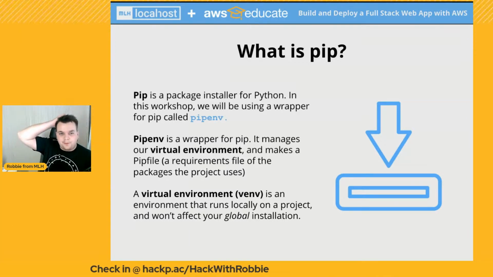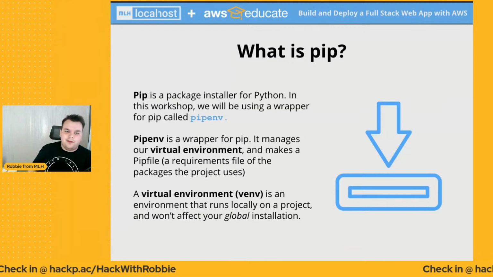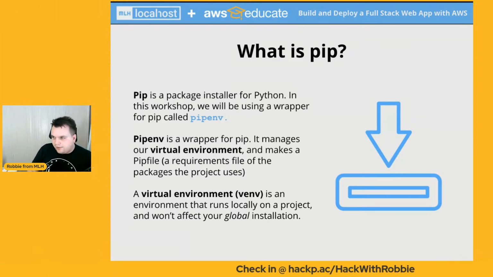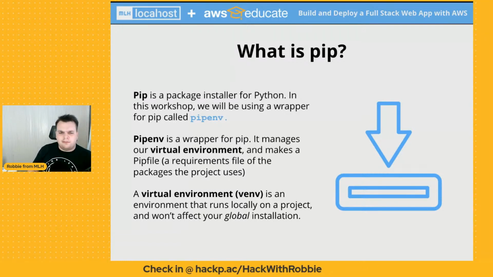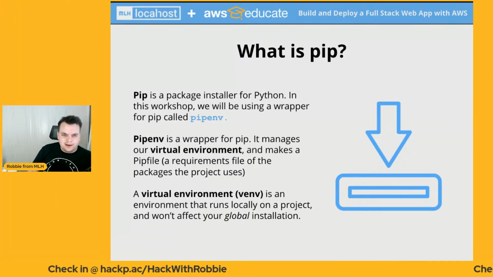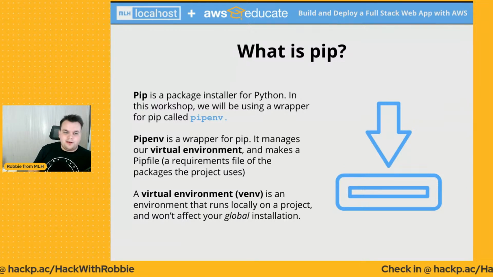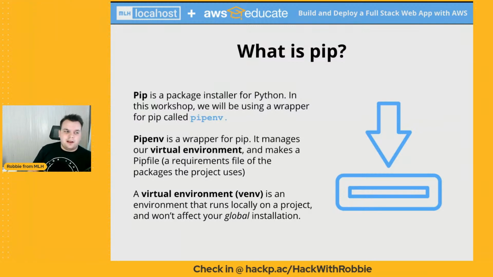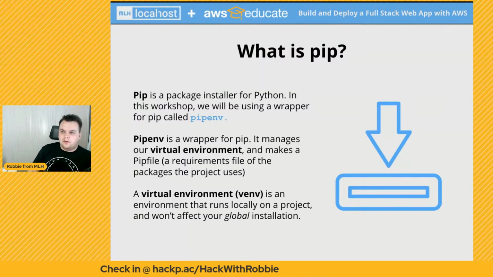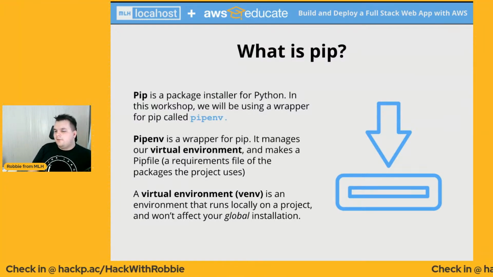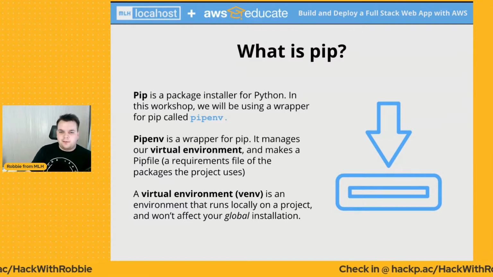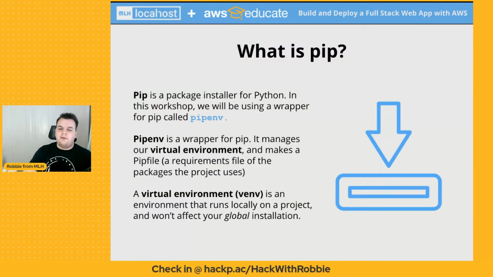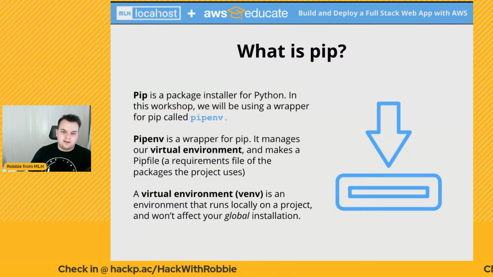Now with pip, we're going to be using a wrapper called pipenv. It manages a virtual environment. And I know I'm saying a lot of words. Python is great, but gets really complicated really quickly if you're not careful with it. So pipenv is a great way to use a virtual environment, which is an environment that runs locally for a project and doesn't affect your global installation. So you might need version 3 of a package for one of your projects, but version 2 of that package for another project. Virtual environments allow you to kind of separate those dependencies.